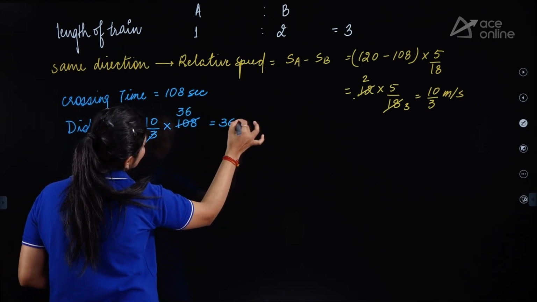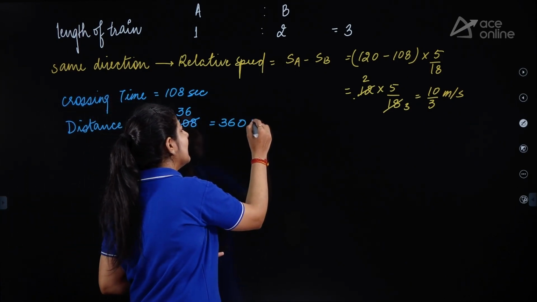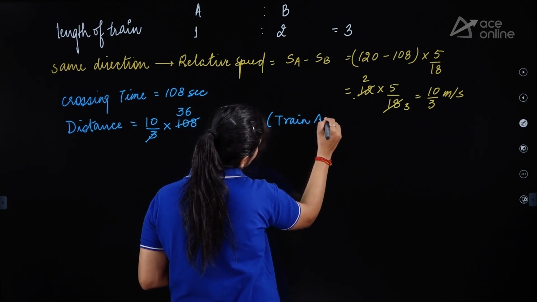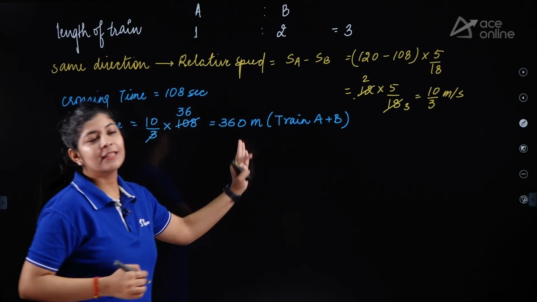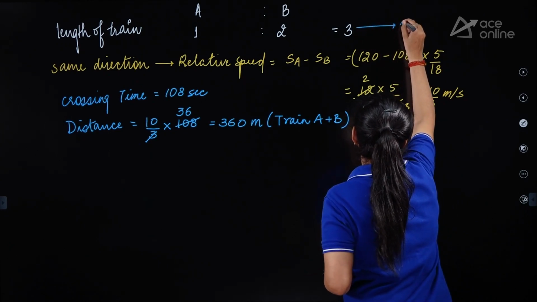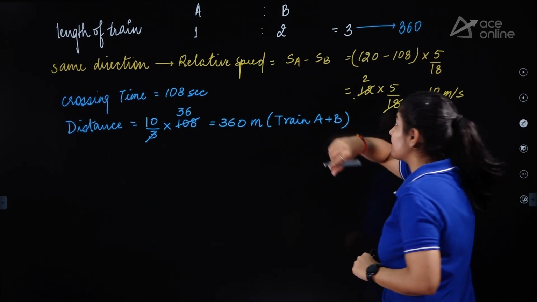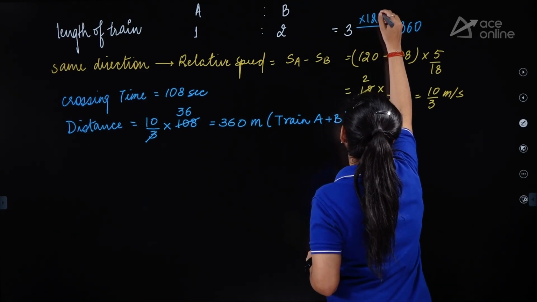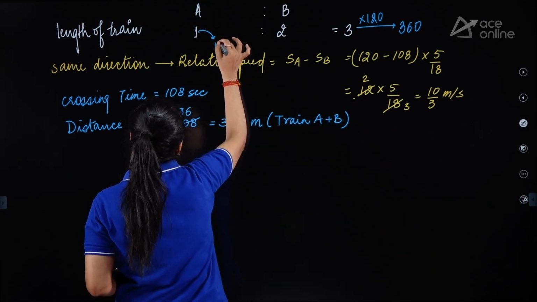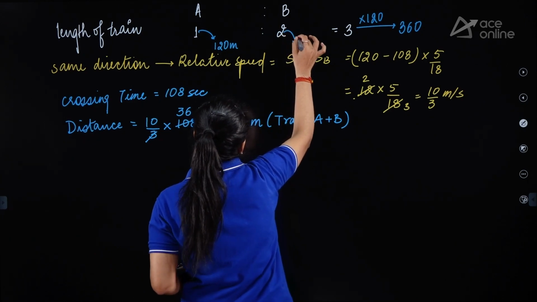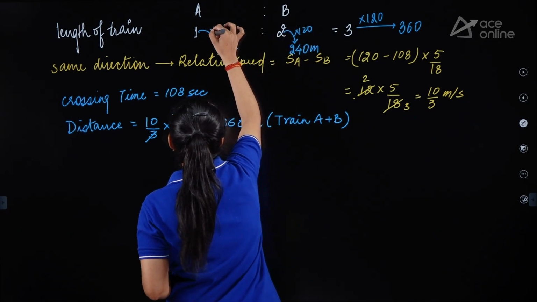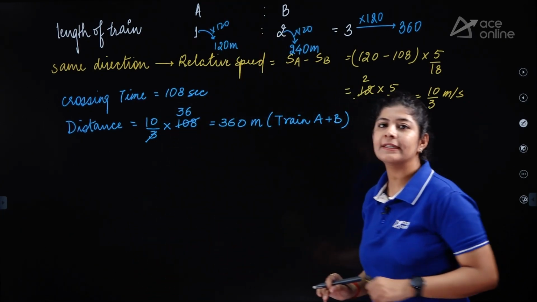So basically the combined length of train A and train B, the length of train A and B together, is nothing but 360. But here we have 3 only. So we can say that the actual value of this 3 is 360. That means it is present as a multiple of 120. If this is a multiple of 120, then the length of train A is 120 meters and the length of train B is 240 meters. Right? Okay, so we just simply calculated the length of the trains.